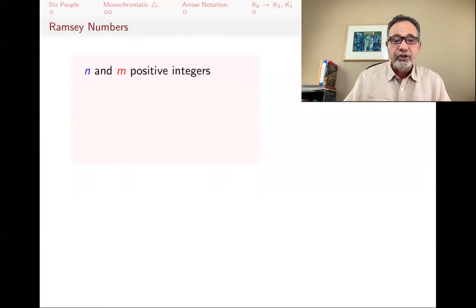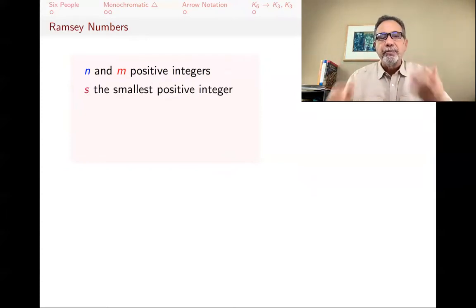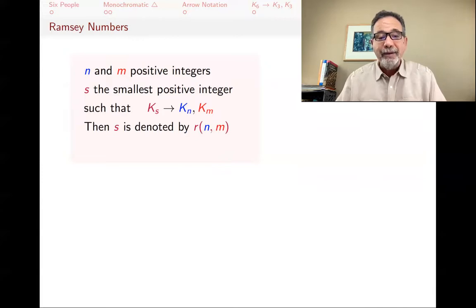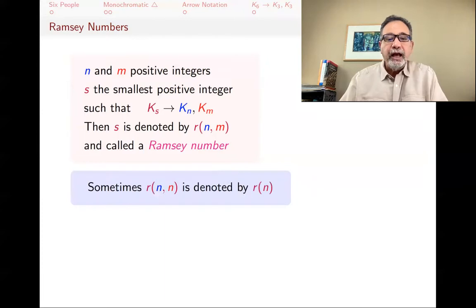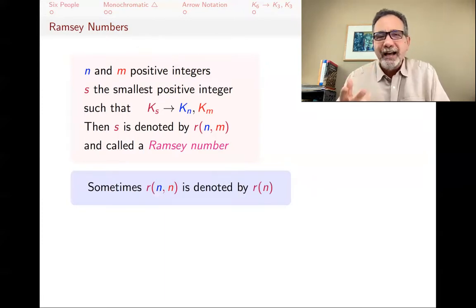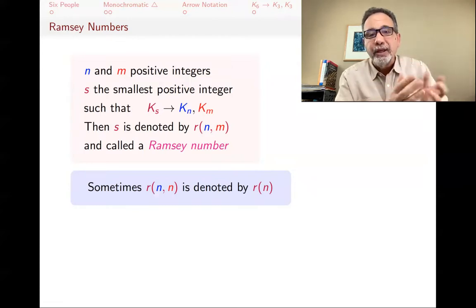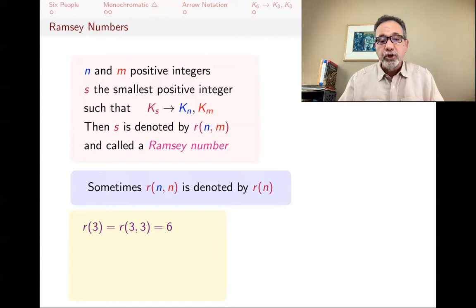So n and m positive integers. Ramsey's theorem just says there is some positive integer S, but the smallest positive integer such that Ks arrows to Kn, Km is denoted by R(n,m), and that's called a Ramsey number. Sometimes when we are looking at what are called diagonal Ramsey numbers, like the ones we were looking at, R(3,3), when the two wishes are the same, you drop the comma and just write R(n). So we have shown that R(3) is 6.